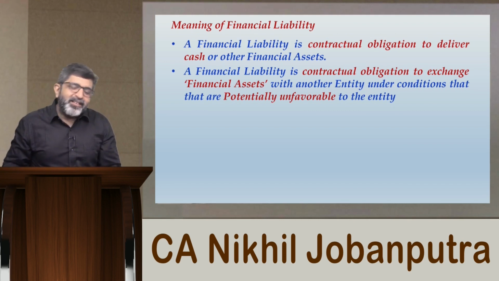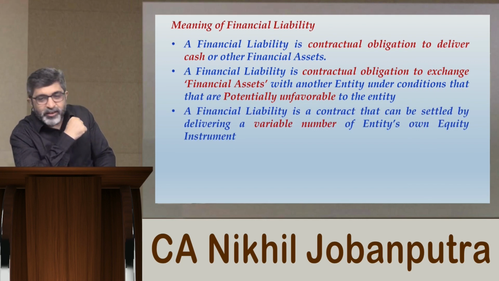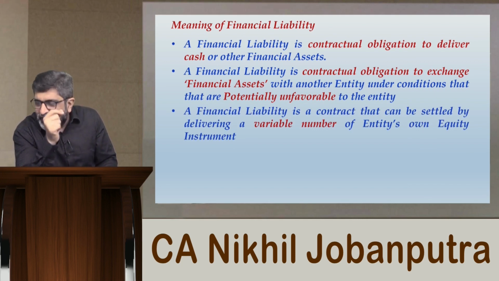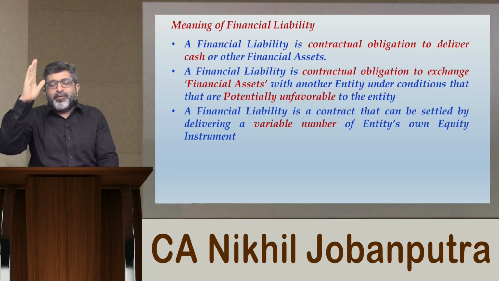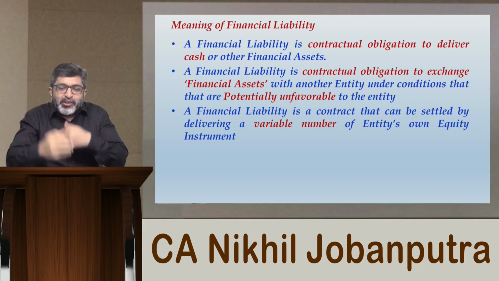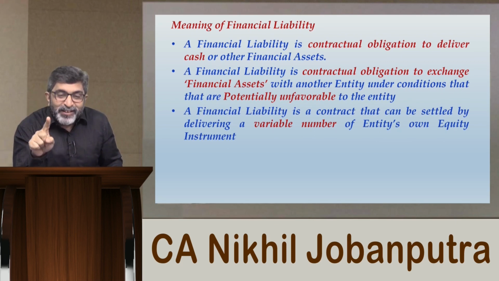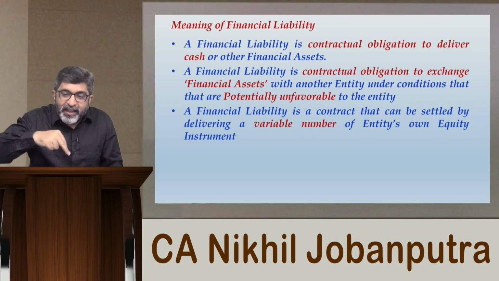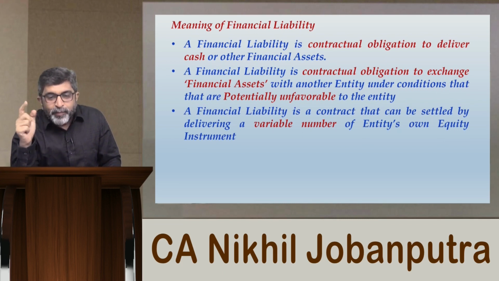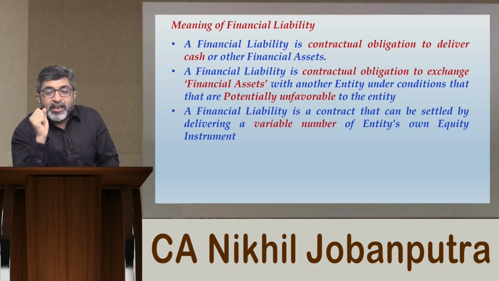What was yet to be learned? Tell me. The third and fourth clause. Look at this third clause. It says a financial liability is a contract that can be settled by delivering a variable number of entity's own shares. The moment the number of shares to be issued is a variable number, it will not be an equity instrument, because that time the counterparty will not participate in the benefit exactly like equity shareholders. That time it will be treated as an outside party or as a financial liability. That is why the financial liability definition includes this.